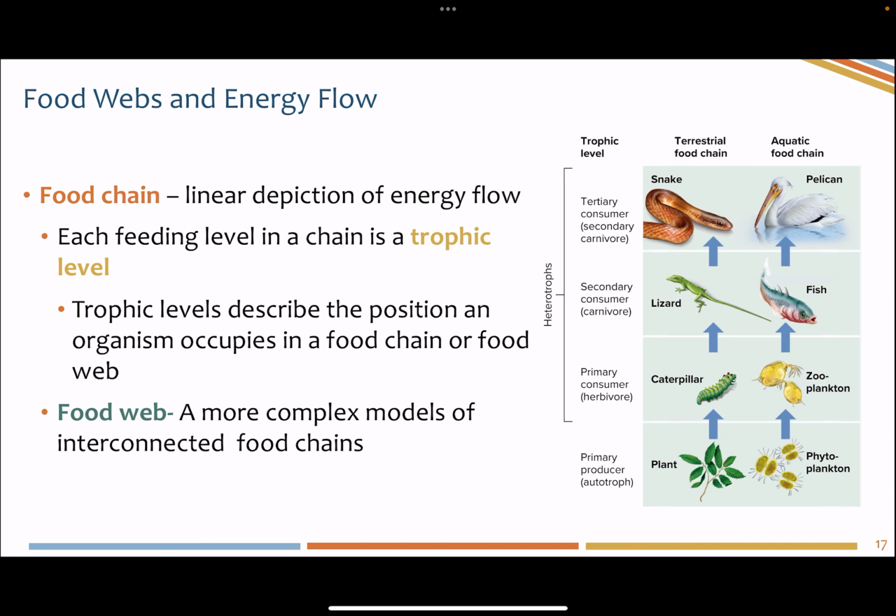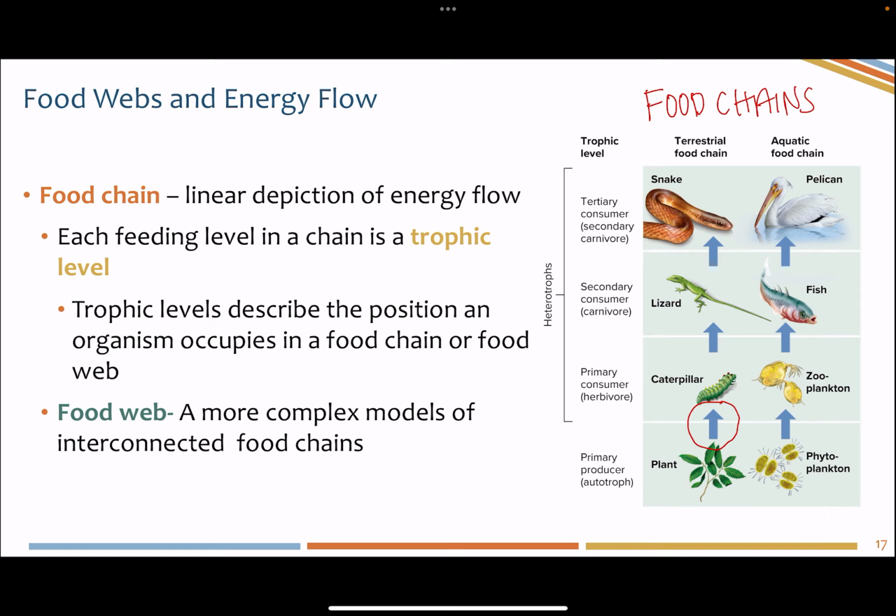So a food chain is a linear depiction of energy flow. On the right here, we have two examples of food chains. One with plants going up to snakes, and one with phytoplankton, which is a photosynthetic protist, all the way up through pelicans. So the arrow in a food chain or in a food web is going to indicate the direction of energy flow. So the caterpillar is going to eat the plant and thereby gain energy. Energy is going to be transferred from the plant to the caterpillar.